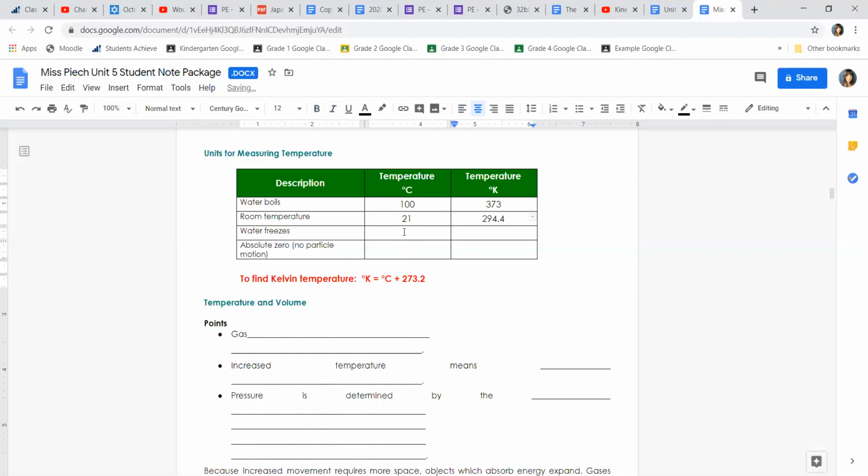Okay. Water freezes at 0 degrees Celsius, and for Kelvin, that is going to be 273 degrees Kelvin. That's going to be the temperature that water freezes. And then for absolute zero, that is minus 273 degrees Celsius, and that is 0 degrees Kelvin.